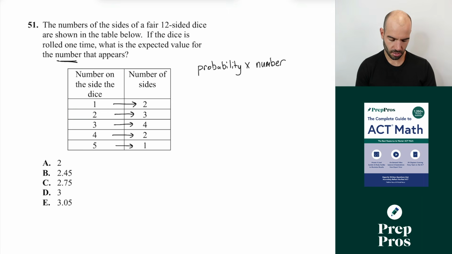So let's start with this first one up top, the number 1. There are 2 sides of the dice that have a 1. So there is a 2 in 12 chance that when you roll the dice, you're going to get a 1. So 2 out of 12 times, we're going to get a 1.